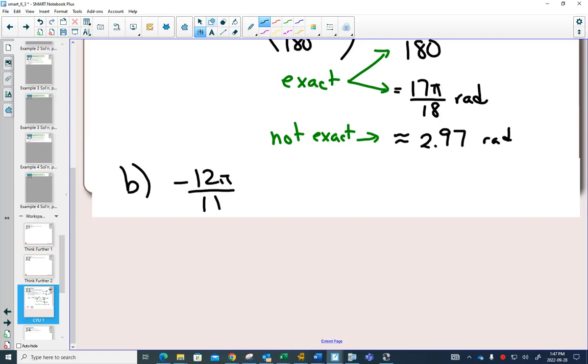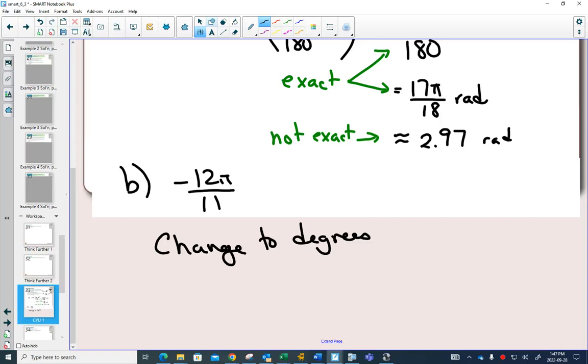Right now, most of you are probably thinking, what quadrant is this in? And you look at it and go, I have no idea because my brain can't think about radians yet, because I haven't practiced that. But if we change this to degrees, might you have a better idea what quadrant it's in?